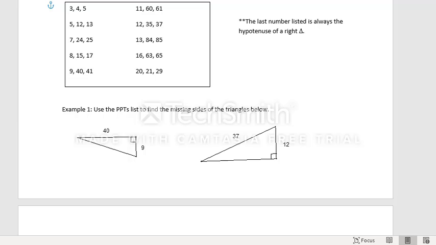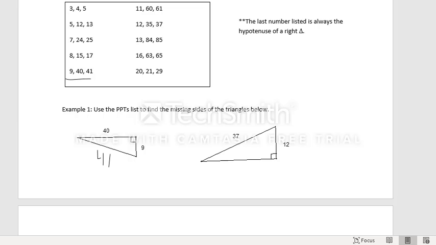We are going to use the PPT list to find the missing sides of these triangles. All right, we have 9 and 40. So if we look at our list, 9, 40, 41, that side has to be 41. This gives us a nice little shortcut that saves you from having to do the Pythagorean theorem every time. If you still wanted to, you could do the Pythagorean theorem and don't have to worry about that.